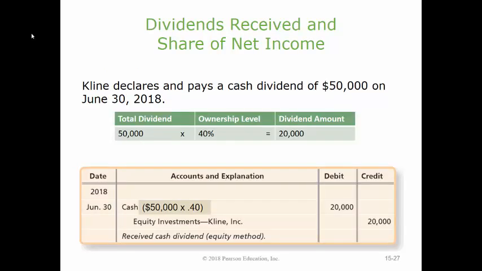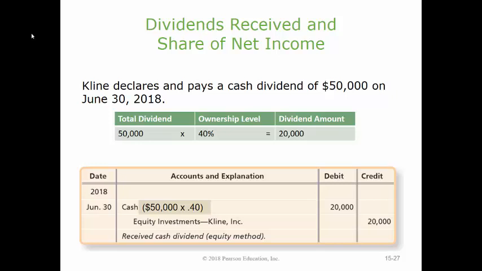Next up, we're going to have Klein declare and pay a cash dividend of $50,000 on June 30th, 2018. Well, this is an interesting conundrum right here, because they're going to be sending us this dividend. But we are so tied in this company that their loss of value from having to send out those dividends affects the equity stake that we have in this company.